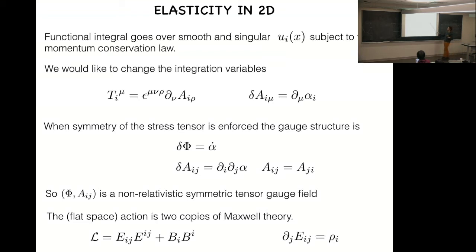Every A that differs from another by the gradient of a vector is physically equivalent. They lead to the same momentum and stress. Okay.